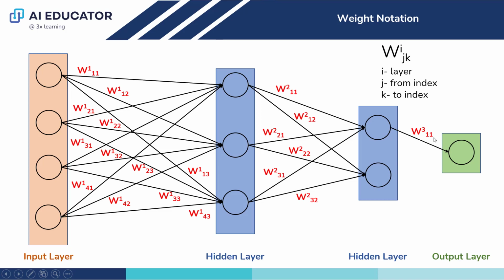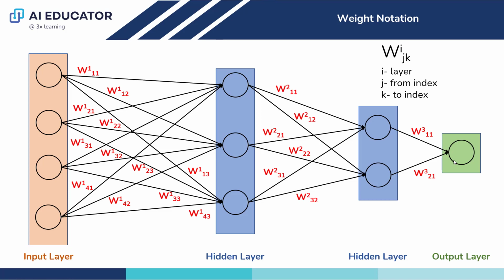In a similar way, W311 because it is the third layer of weights, and coming from the first node going to the first node, W321 coming from the second node going to the first node. So this is how we do the notation of the weights.